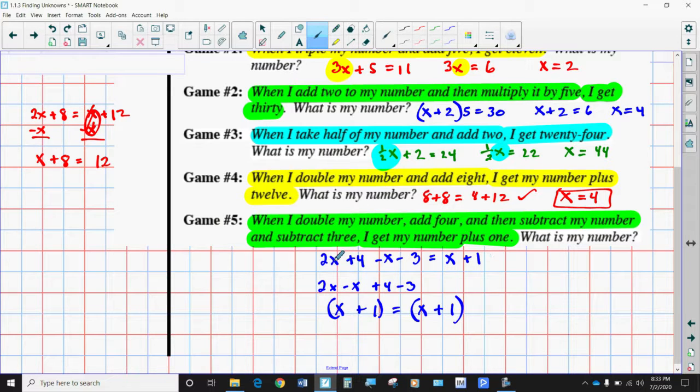Yes, it is. What if x was equal to 5? This would be 2 times 5 is 10, plus 4 is 14, minus 5 is 9, and 9 minus 3 is 6. Is 5 plus 1 equal to 6? Yes. So x can be any number. That was a tricky question.